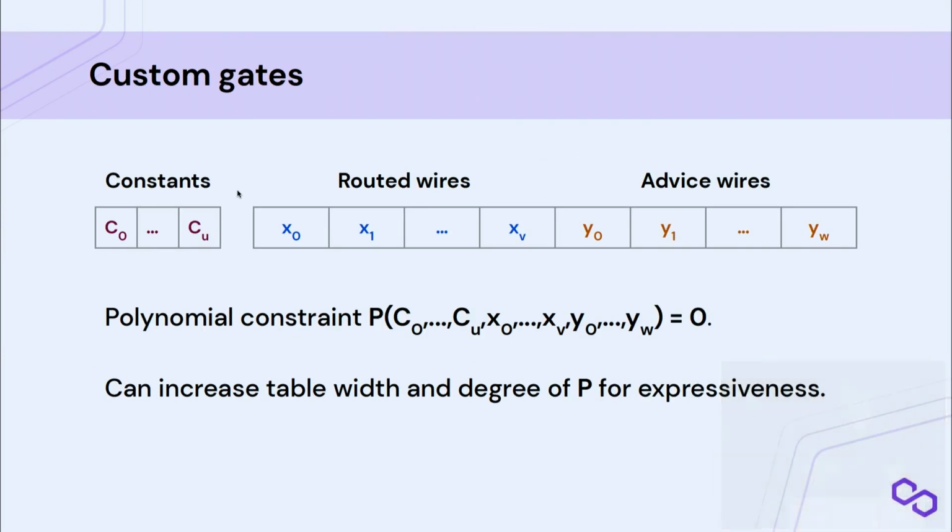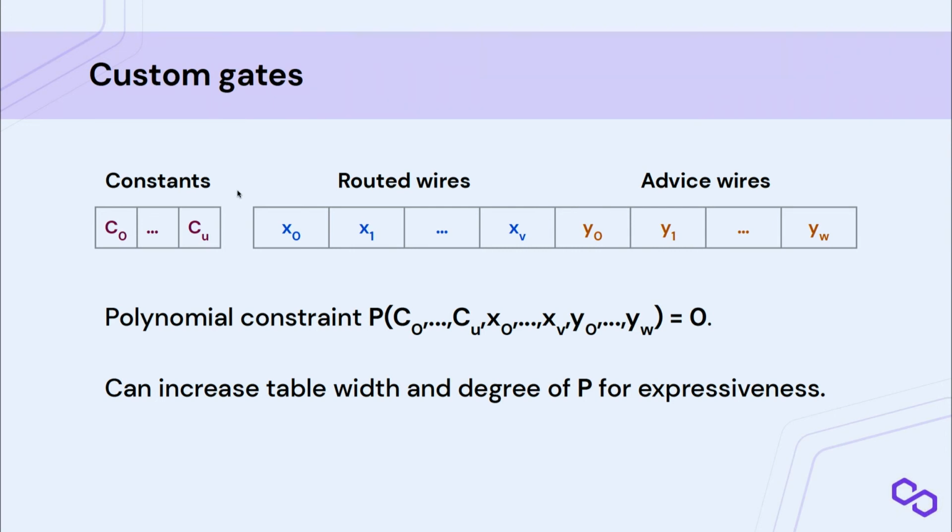Here's how the custom gates look. It's a bit different than classical TurboPlonk. First, we have some constants in each gate. Those are not part of the witness. They're actually part of the circuit description, so they will be committed to in the verifier key. And then the wires are split in two: there are routed wires and advice wires.